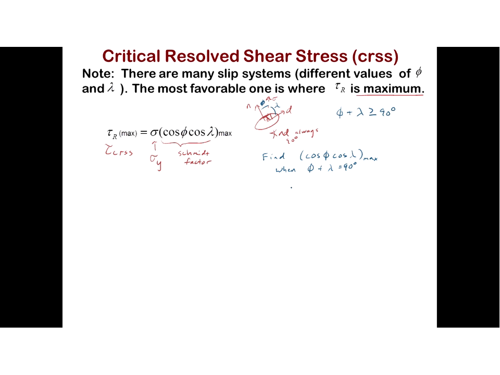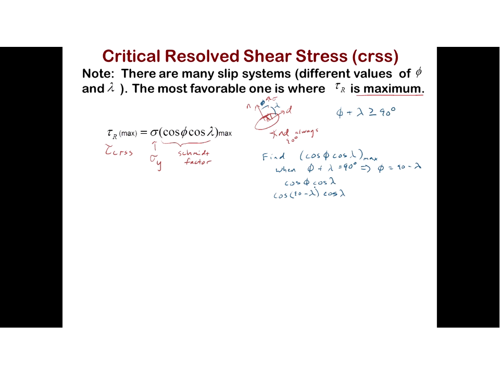Okay, so then what we're going to say is we've got cosine phi cosine lambda. We're actually going to rearrange this: phi plus lambda is equal to 90 degrees. We're going to write that phi is equal to 90 minus lambda. We can do that, right? So we'll put this in here. We'll say cosine of 90 minus lambda times cosine of lambda.